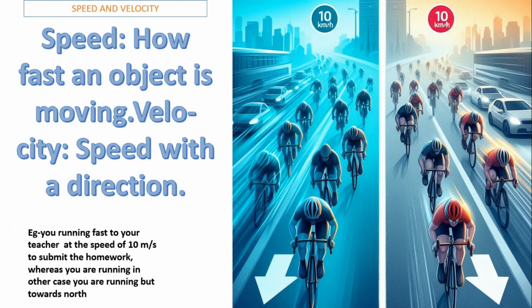Speed tells you how fast an object is moving, while velocity tells you the speed as well as the direction. You can say that speed is a scalar quantity and velocity is a vector quantity. So what are scalar and vector quantities? A scalar quantity describes the speed of an object but not the direction, whereas a vector quantity tells the speed and the direction of the object.